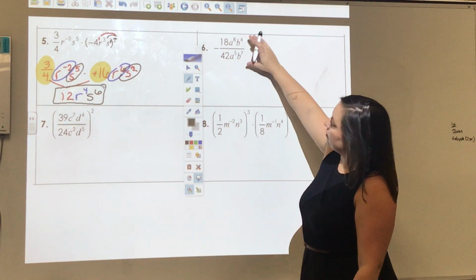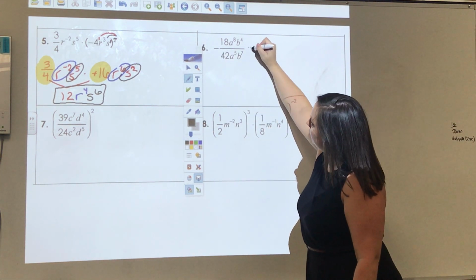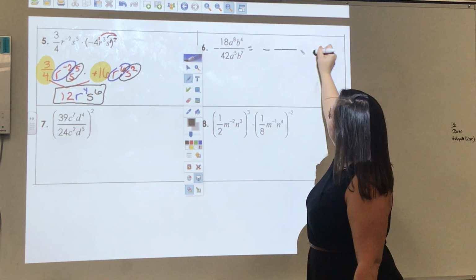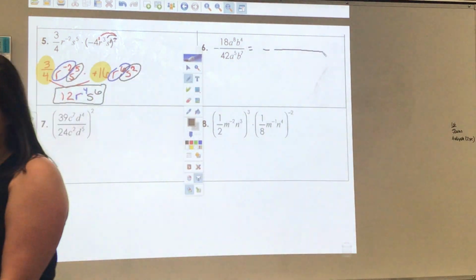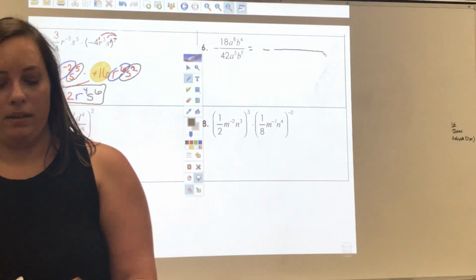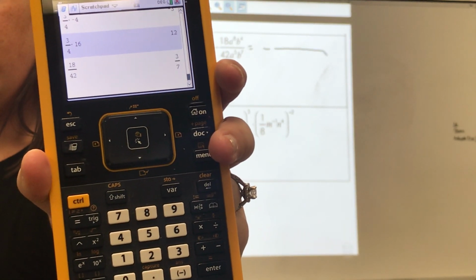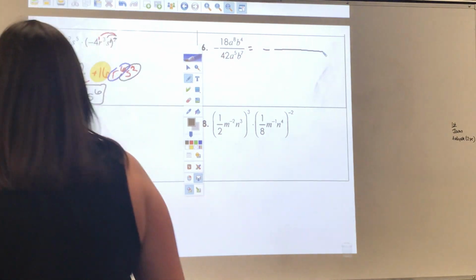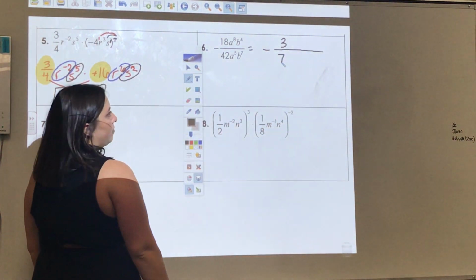All right, number 6. Straightforward, quotient rule. We have a negative on the outside. It's going to stay on the outside. Okay, 18/42. I'm going to use my handy-dandy calculator. 18 divided by 42. When I type it in, it actually reduces it for me. So it's going to become 3/7.